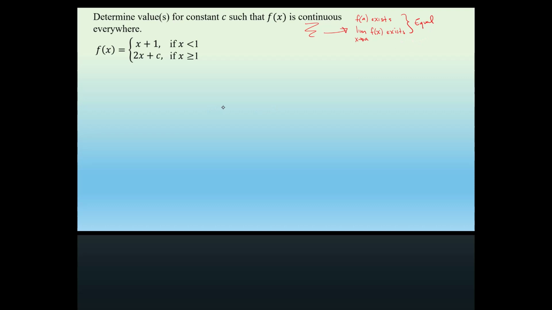Alright, so they told us f of x is continuous. Therefore, I know f of some number exists, right? Well, the first piece of my piecewise is a polynomial. The second piece is a polynomial. I only need to investigate when x is equal to 1. So does f of 1 exist?